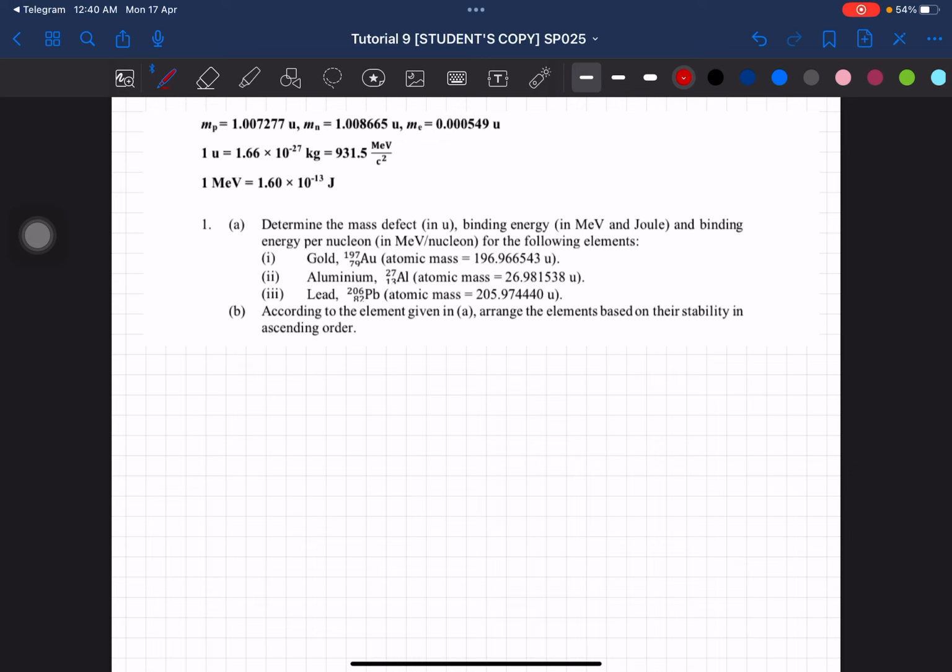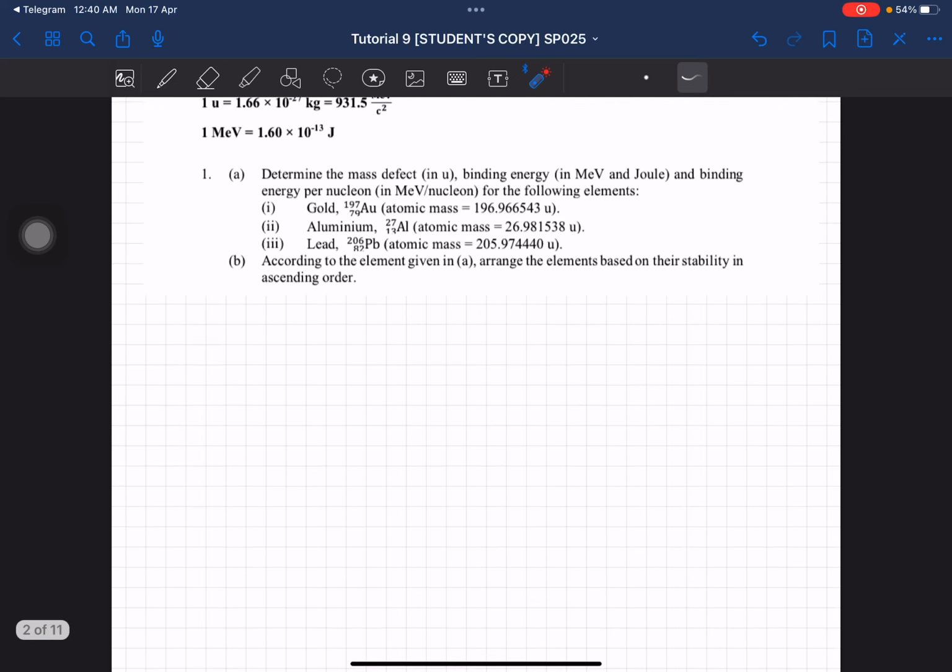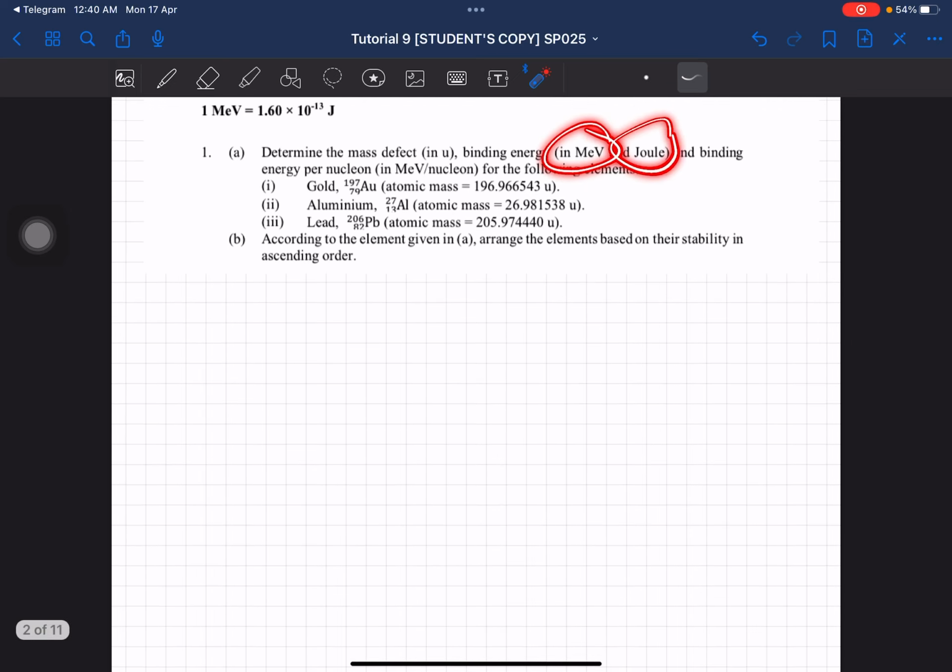Determine the mass defect in atomic mass unit, binding energy, and binding energy per nucleon. So binding energy, they want in mega electron volt and in joule, and then binding energy per nucleon in mega electron volt per nucleon for the following elements. Okay, so we have gold, aluminium and lead, and then according to the element given, arrange the elements based on their stability in ascending order. Okay.